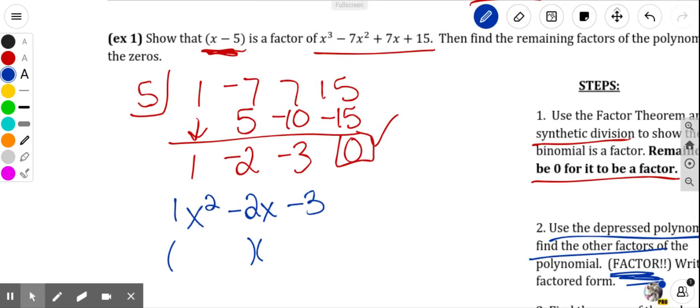So we want two numbers that multiply to negative 3 and add to negative 2. So it's going to end up being negative 3 and positive 1.